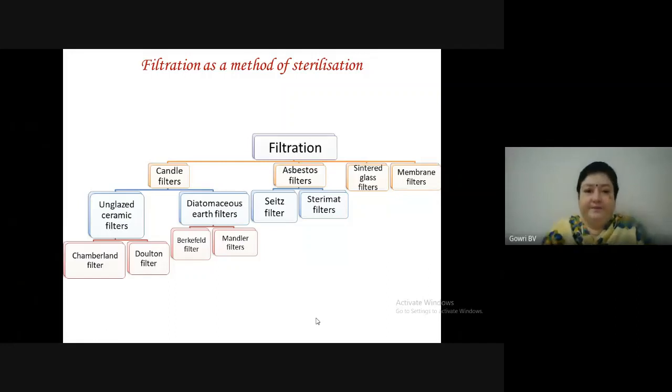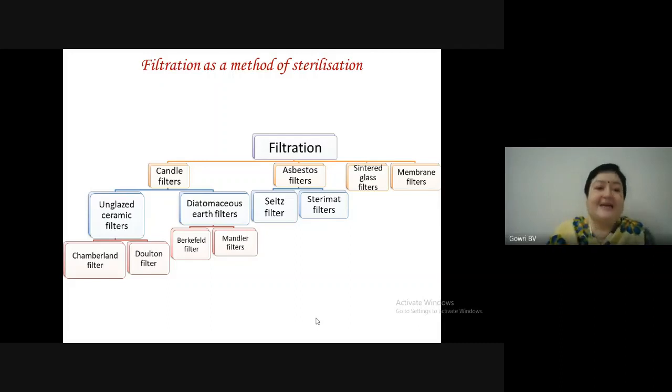So the slide gives you a focus on filtration as a method of sterilization. In filtration, you have candle filters, asbestos filters, sintered glass filters, and of course membrane filters, 4 different types. Candle filters are further unglazed ceramic filters and diatomaceous earth filters.